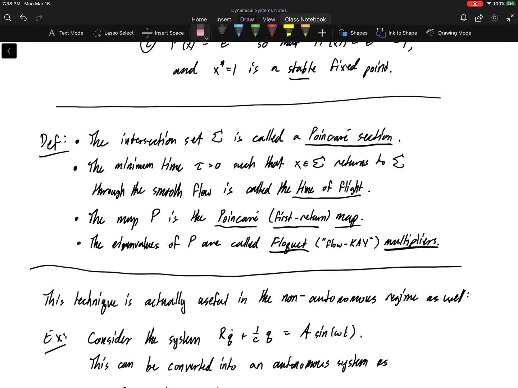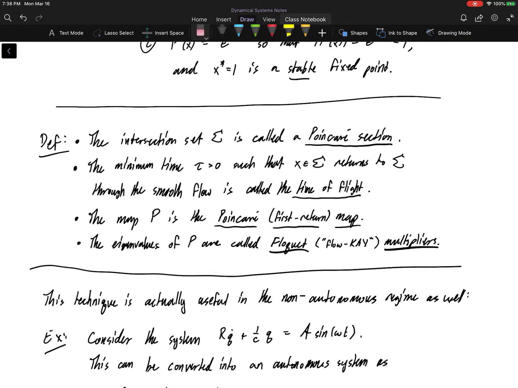The map P is called the Poincaré map, or first return map. And this is a major tool for us moving forward. The eigenvalues of P are called the Floquet multipliers, or sometimes just the multipliers. And these are telling us about the stability of our limit cycles.